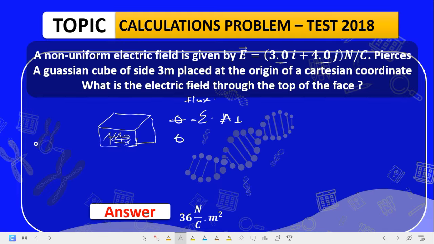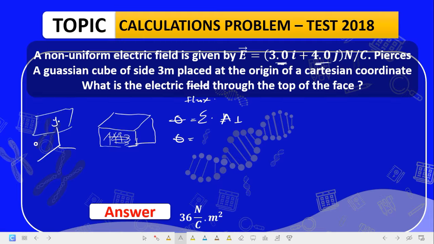So therefore, we are only looking for the electric field component that is perpendicular to the top and not parallel to it. So we'll not be working with the i component. We'll be working with only the j component, which is the y component. We have the i and j components. This one is facing up, and this one is perpendicular to it.